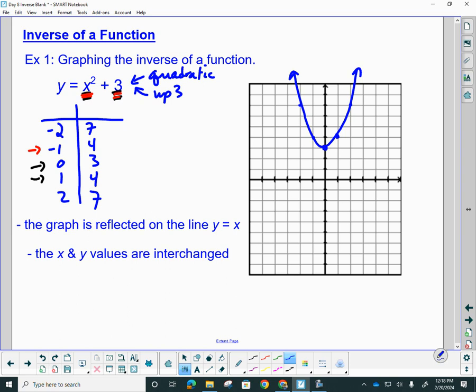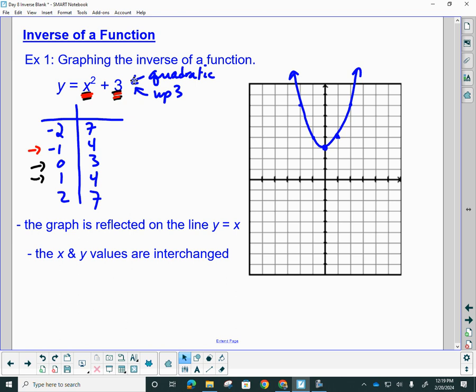0, 0, 1, 4, so 1, 4, 2, 7: 1, 2, 3, 4, 5, 6, 7. Did I do that right? 1, 2, 3, 4, 5, 6, 7. Yep. And -1, 4, and -2, 7. So I'll just get rid of that. That just helps you visually see those 5 points that I've graphed. So that is the original function.